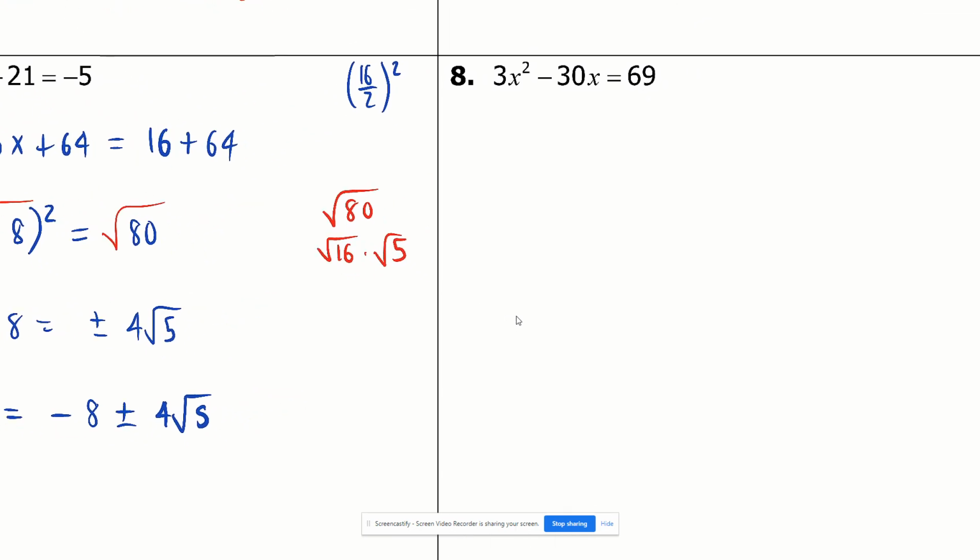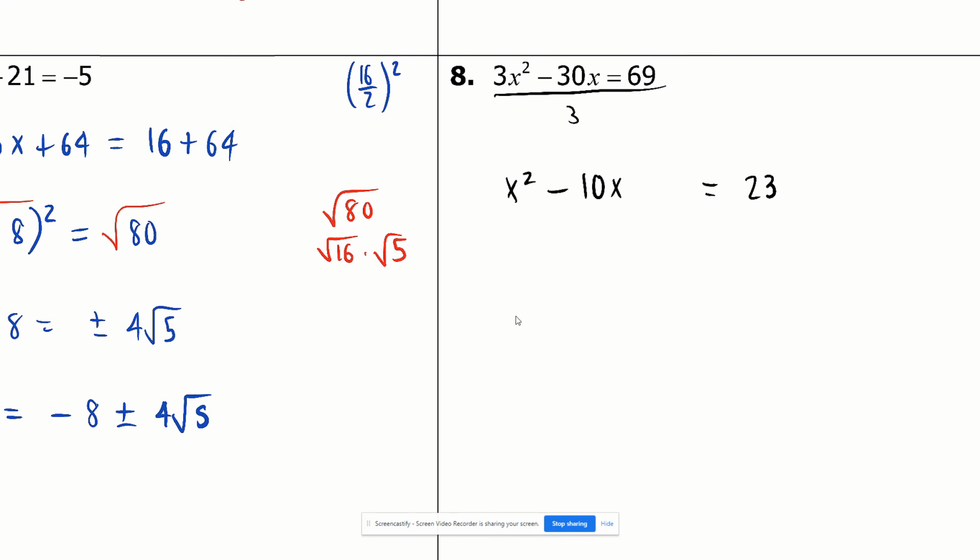Number 8. So it's in the right form, but look, a is 3. We got to divide by 3. So that is x squared minus 10x equals, let's see, what is that? My brain is 23.